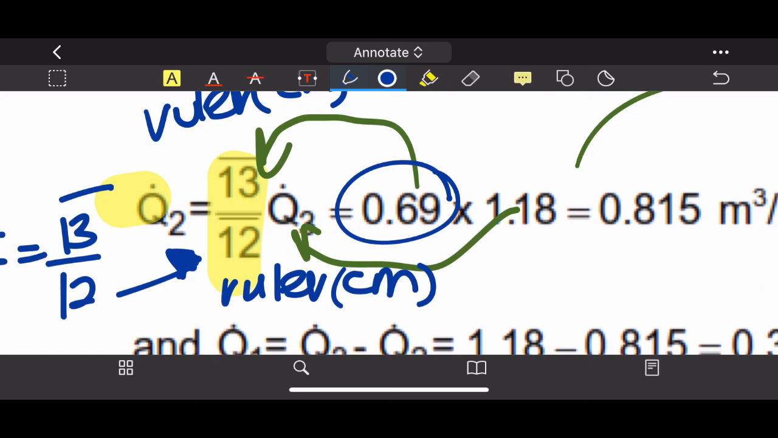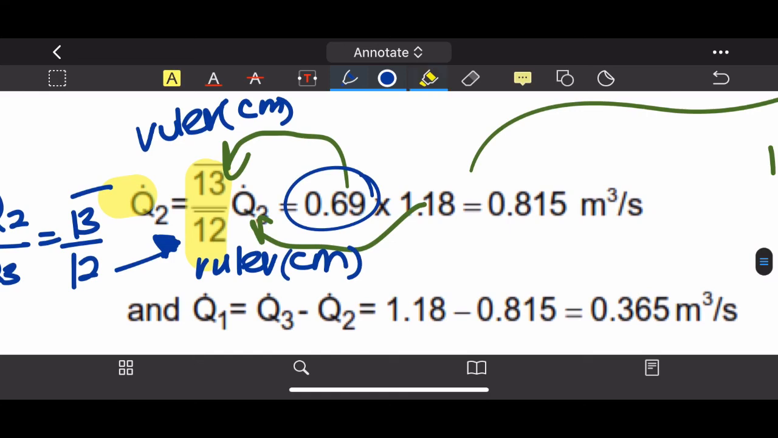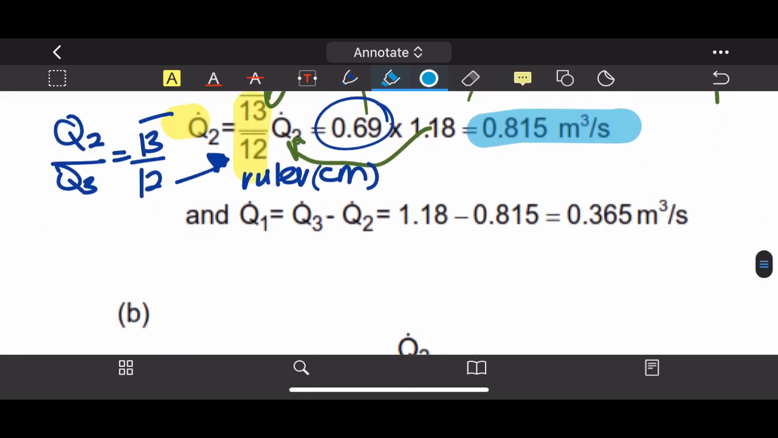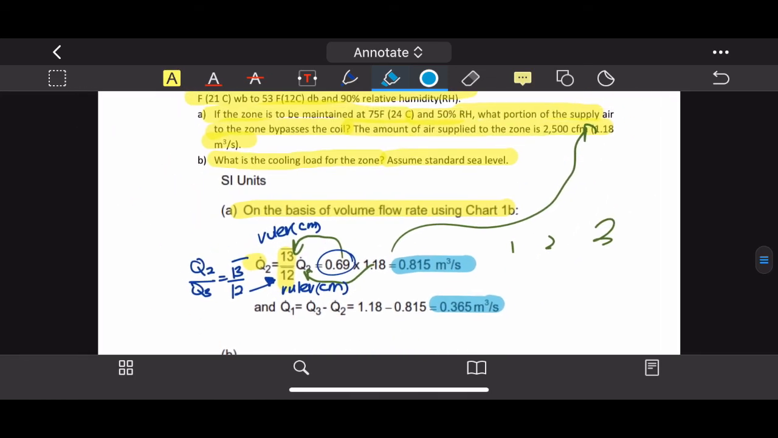And this is the ratio of distance using the psychrometric chart, and we multiply that and you will get the answer, 0.815 meter cube per second for V dot. And therefore Q1 equals Q3 minus Q2 because it's a bypass, remember. So Q1 equals 0.365 meter cube per second. Okay, so that is the bypass coil.